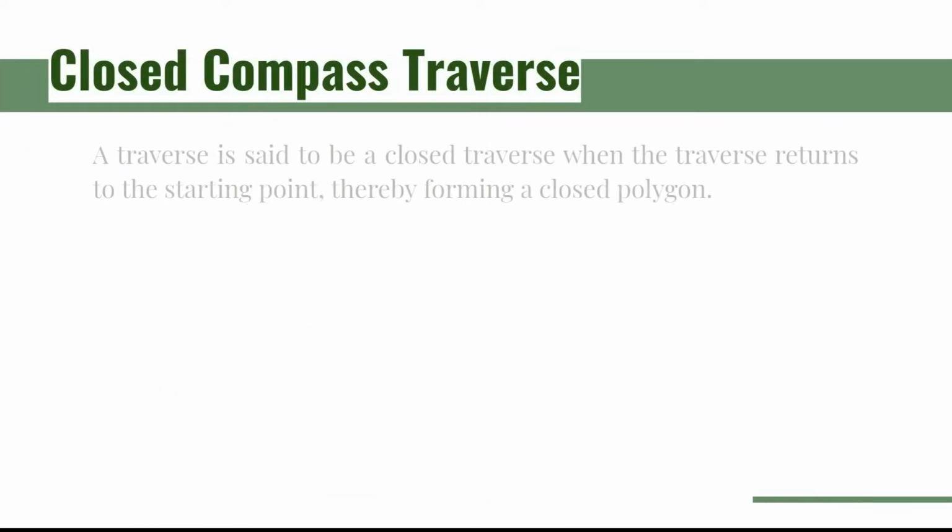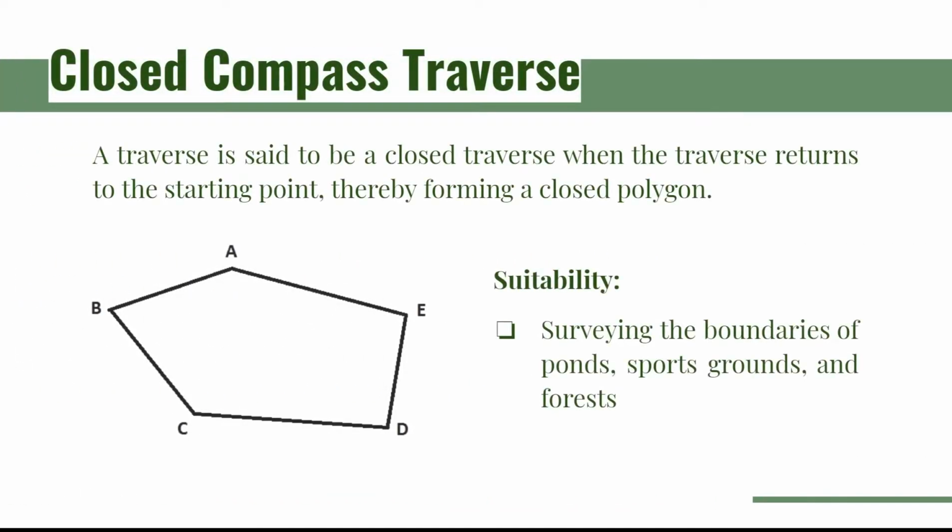The second type of compass survey is a closed compass traverse. A traverse is said to be a closed traverse when the traverse returns to the starting point, thereby forming a closed polygon. It can either begin or end on the same point, or begin and end at points with previously determined and verified coordinates. The product of a closed compass traverse is always a polygon. The corners of the polygon may represent points whose positions it is wished to plot, or the polygon may enclose a landscape feature, as it does in the example below.